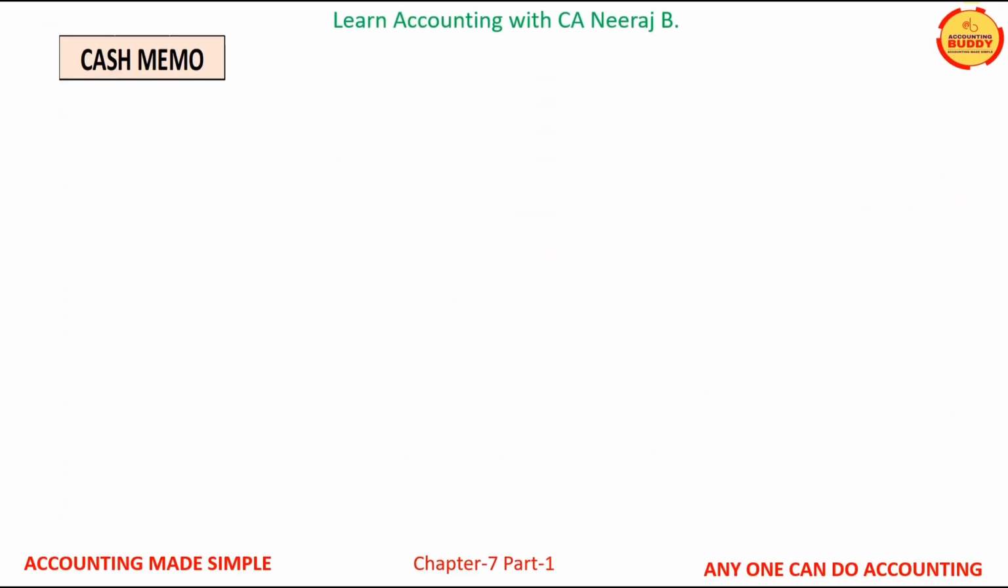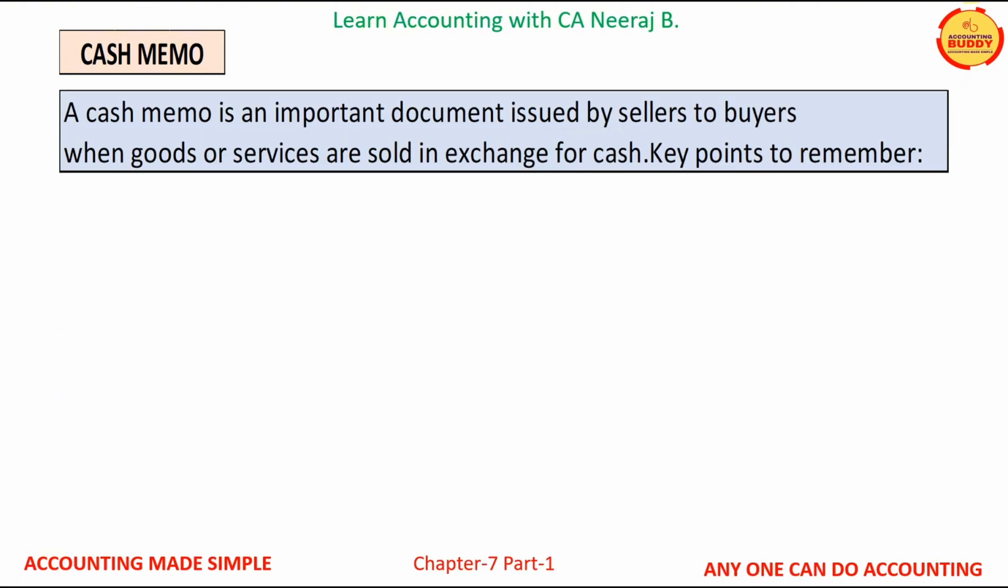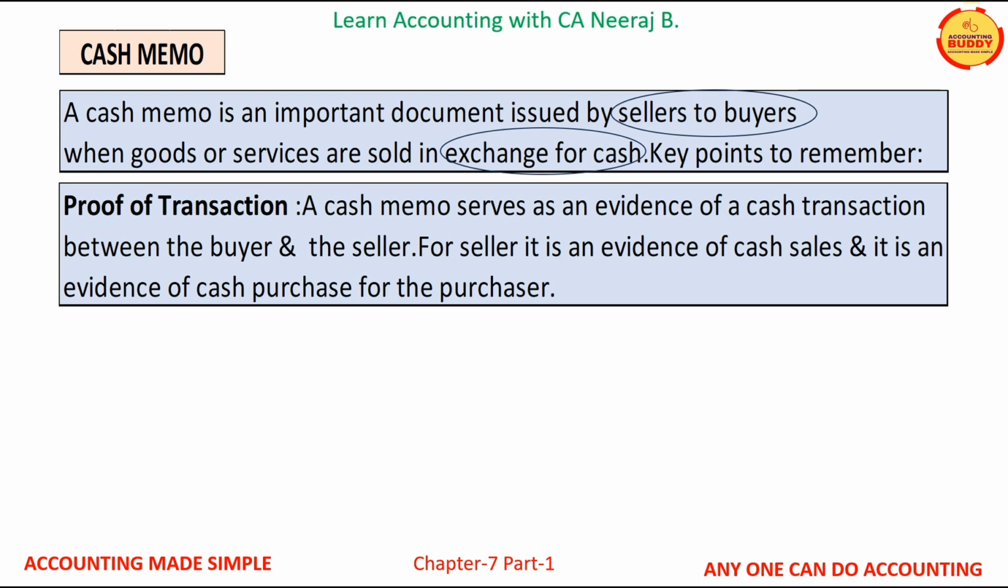Cash memo is an important source document in any business. Let us discuss cash memo in detail. A cash memo is an important document issued by sellers to buyers when the goods or the services are sold in exchange of cash. Key points to remember about cash memo are: first, it is a proof of the transaction. A cash memo serves as an evidence of a cash transaction between the buyer and the seller. For seller, it is an evidence of cash sales, and it is an evidence of cash purchase for the purchaser.